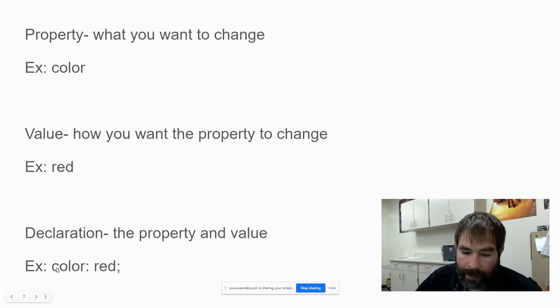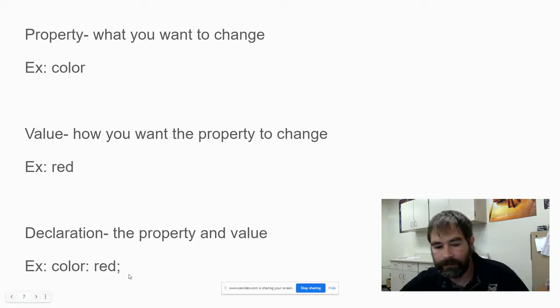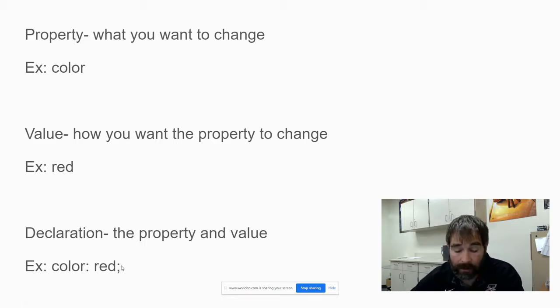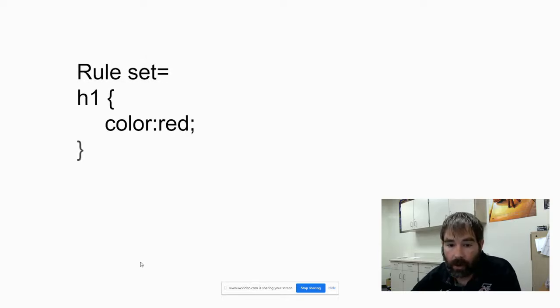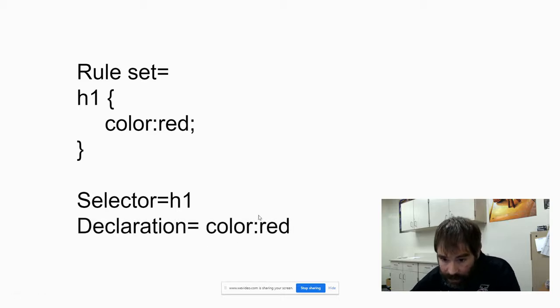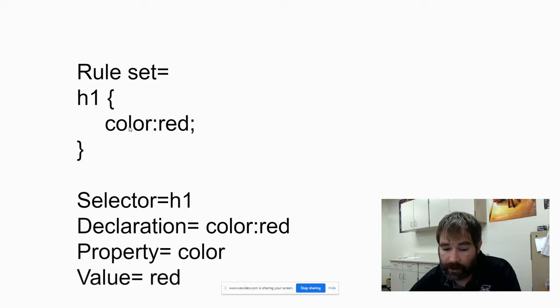Notice how we write a declaration. It is our property, colon, value, semicolon. The reason we need this semicolon is because we can put in as many declarations as we want, but we need to separate them so that the code knows which is which. So that's why we put in this semicolon. So the rule set is the whole thing. The selector is just this H1. It's the element we want to style. The declaration is the property and value. The property is the first part. Value is the second part.